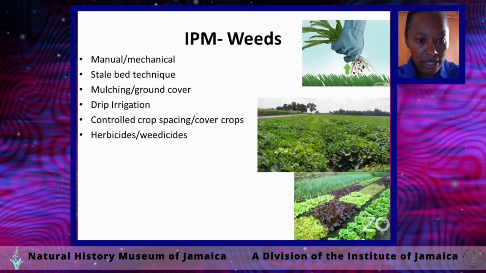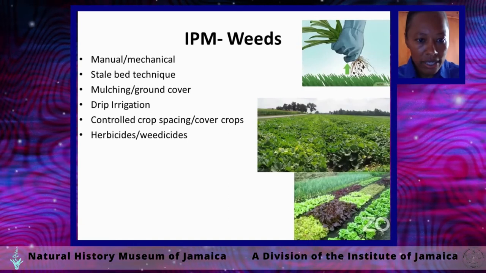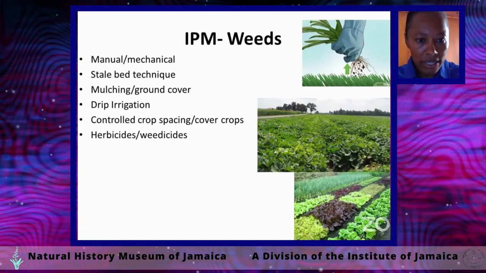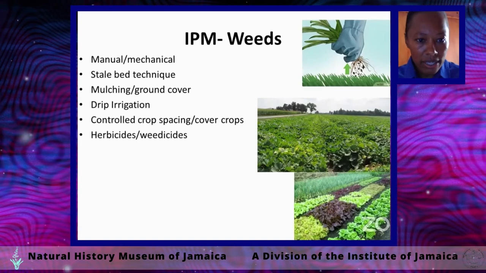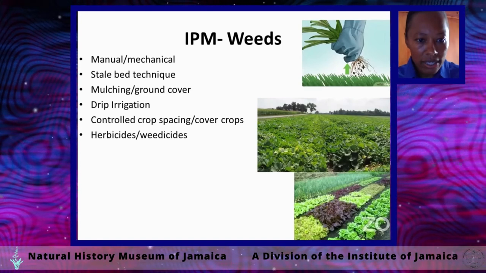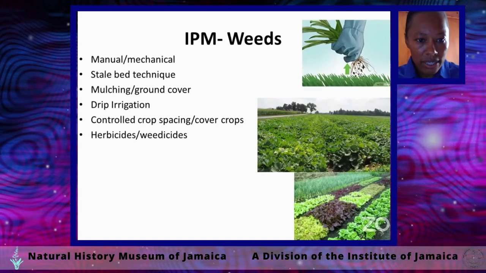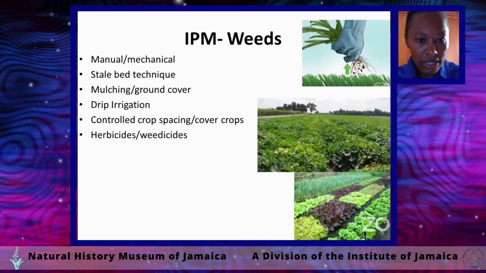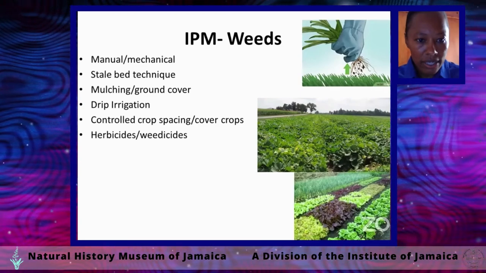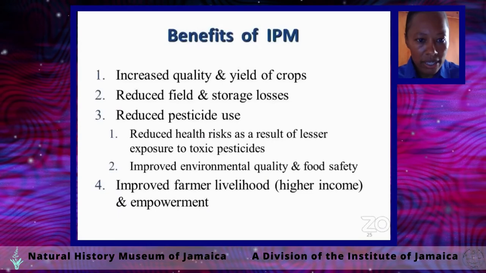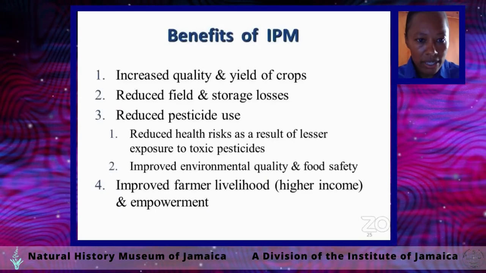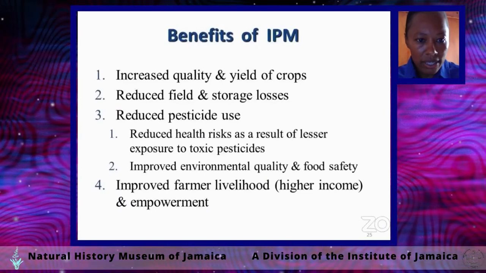The pumpkin normally covers the entire ground after a while, so that will suppress weeds as well. Using crop spacing, in terms of planting certain crops closer together, will suppress weed growth, and you have your herbicides or your weedicides. Now, there are certain benefits that you get from using an IPM program.